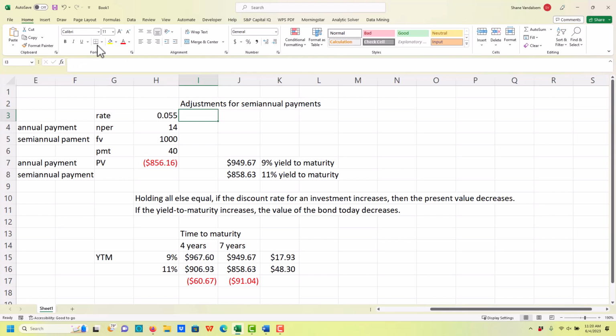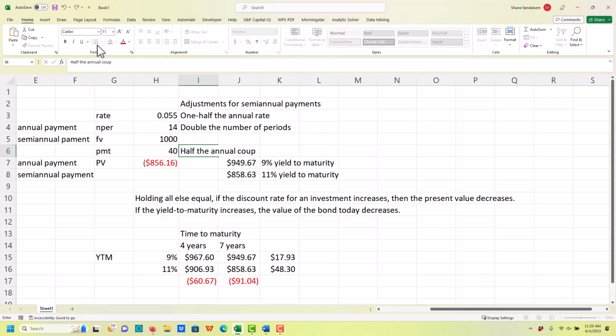So half the annual rate. Double the number of periods, so NPER stands for number of periods. And this is half the annual coupon payment, because we're going to receive it twice per year. So those are the adjustments we would make for semi-annual payments. The future value does not change at all because we're only going to get that once and it's a lump sum. So we see here it's $856.16.